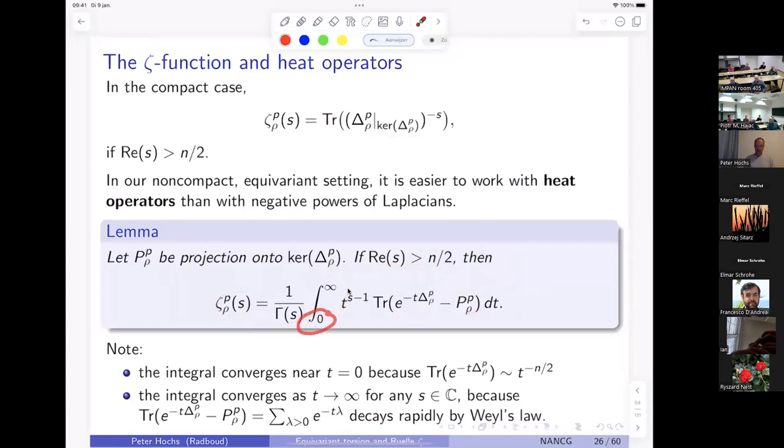If you write this out, there's an integral here, which raises some convergence questions: near zero and near infinity. Near zero, this converges because of the small time asymptotics for the trace of the heat operator, which is t to the minus n over 2. So if the real part of s is bigger than n over 2, this will converge near zero. And the integral converges towards infinity because of Weyl's law: this trace is just the sum over the positive eigenvalues, and because of the fast decay in time, we always have convergence as t goes to infinity. There are no convergence issues in the compact case.